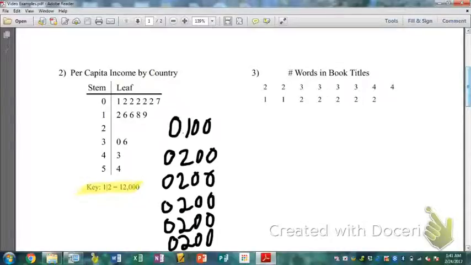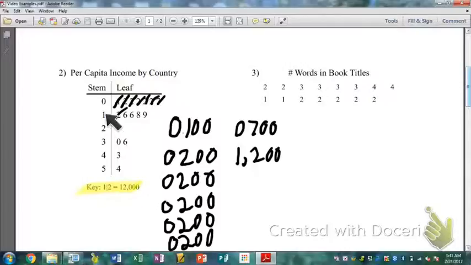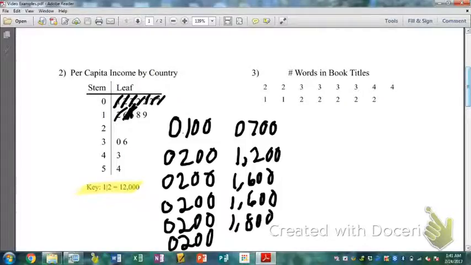Then my last one in that column is going to be 0,700. Then I go to my next one. That's 1,000. So that's 1,200. My next one, see, these are where these numbers are coming from. My next one is 1,600. My next one, 1,600. My next one, 1,800. 1,900.